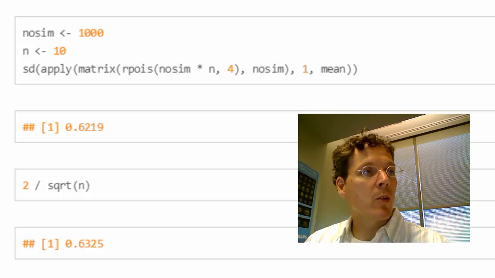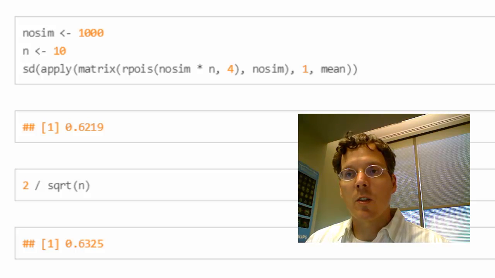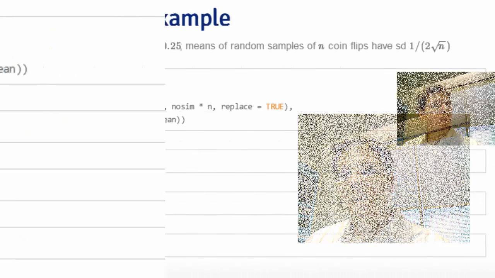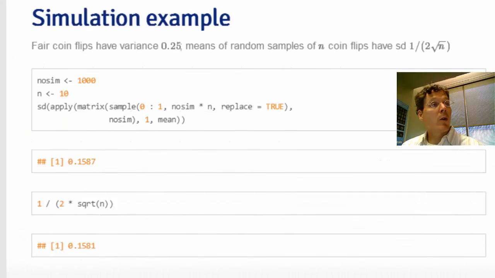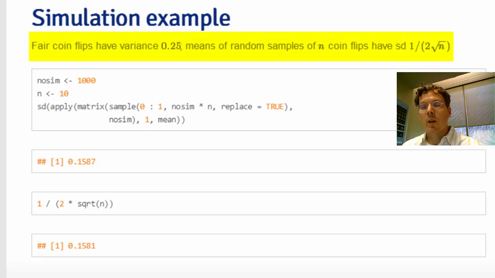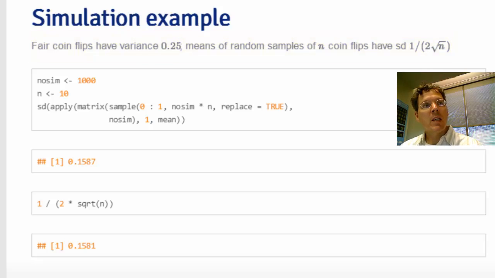So maybe off by a little bit, but maybe beef up the number of simulations, and you'll get it much closer. So let's go through one more example. Remember that coin flips for a biased coin have a variance p times 1 minus p. When p is a half, that gives you 0.25 as the variance. Means of random samples of n fair coin flips, according to our theory, should have a standard deviation of 1 over 2 square root n.